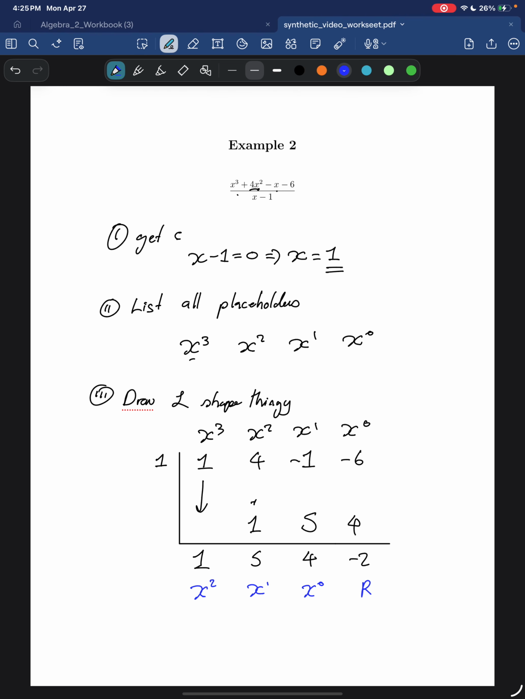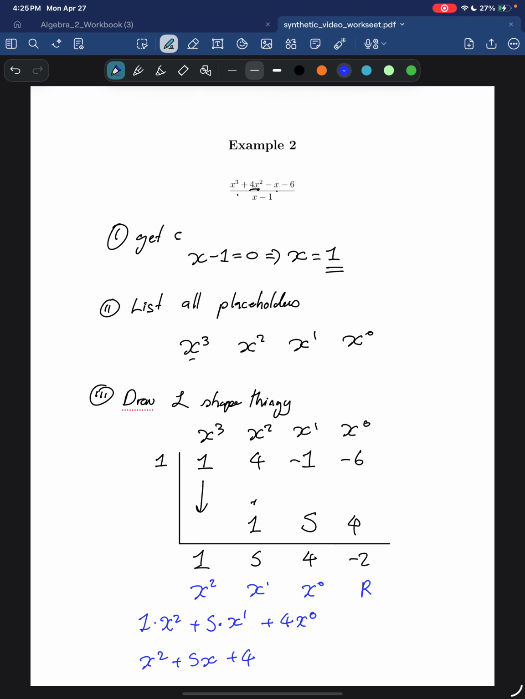So what's my answer then? My answer is going to be 1 times x squared plus 5 times x to the power 1 plus 4 times x to the power 0. I'll show you how to do the remainder in the next row. Let's figure this one out first. So this is going to be x squared plus 5x plus, x to the power of 0 is just 1, so 4 times 1. It's going to be 4. Then our remainder is negative 2.